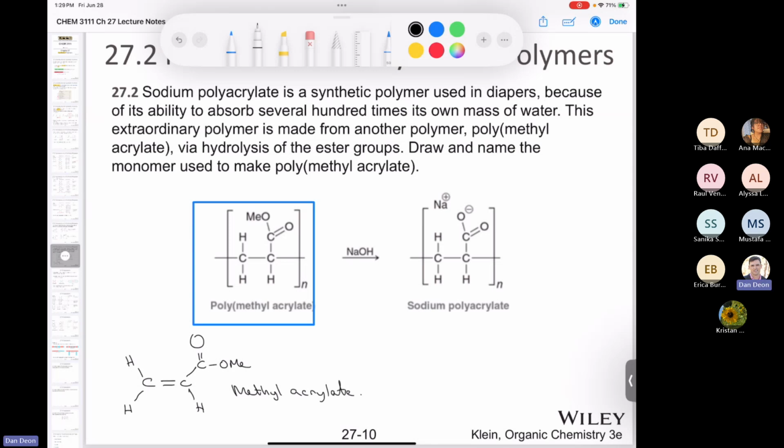Give me a thumbs up if you think you could do that. Yep. Polymethyl acrylate. I just get rid of the word poly. Perfect. All right. Awesome. So there you go. So that's a little bit about nomenclature.